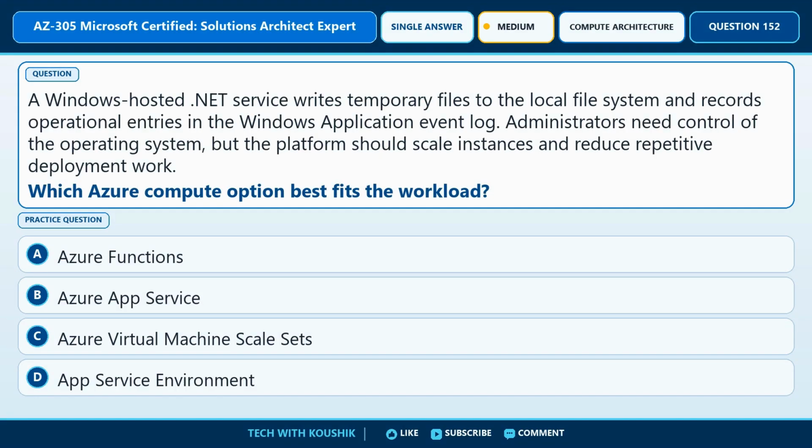Question number 152. Now, scenario. A Windows-hosted .NET service writes temporary files to the local file system and records operational entries in the Windows application event log. Administrators need control of the operating system, but the platform should scale instances and reduce repetitive deployment work. Which Azure Compute option best fits the workload? Choices. Option A, Azure Functions. Option B, Azure App Service. Option C, Azure Virtual Machine Scale Sets. Option D, App Service Environment.